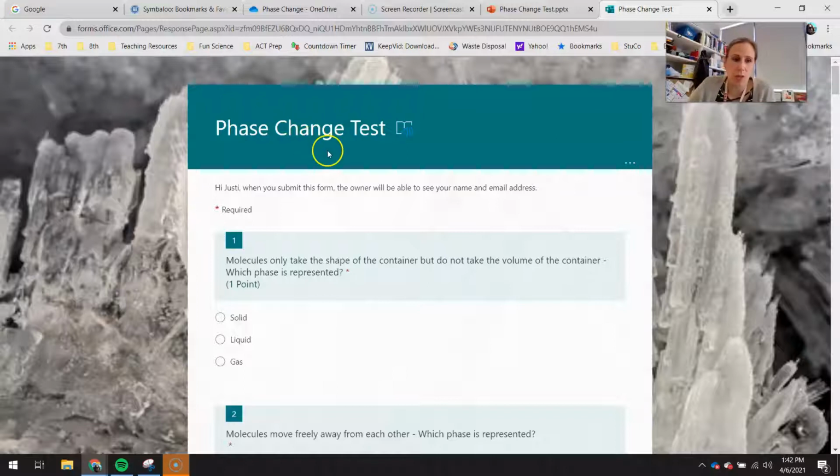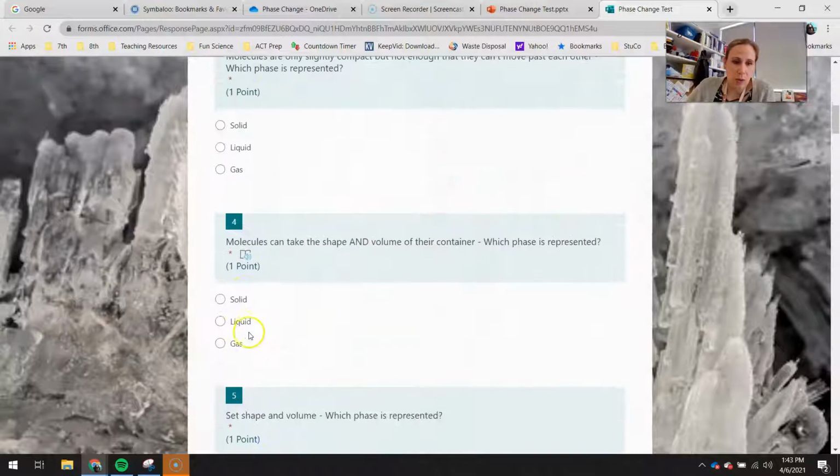where you guys are identifying the phase based on either the picture or the description. So for instance, number 1, molecules only take the shape of the container but do not take the volume of the container. Which phase is represented? So you guys would choose either solid, liquid, or gas. So which does that description apply to? Okay, so there's only one answer on all of those.